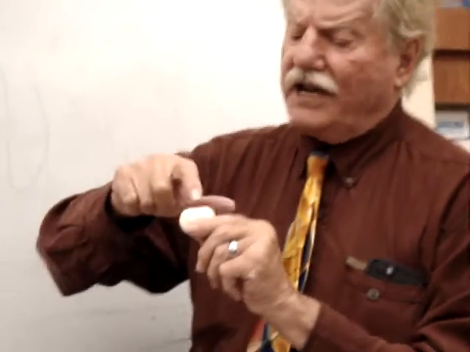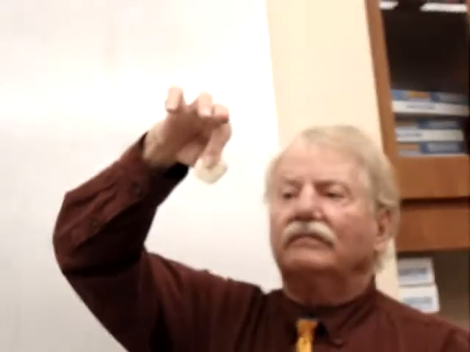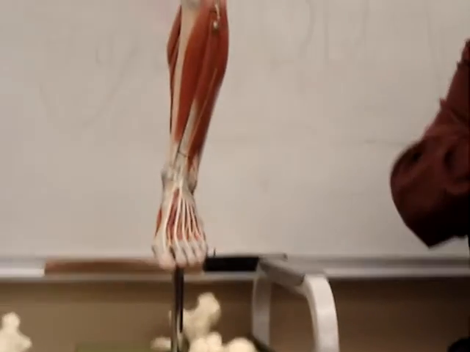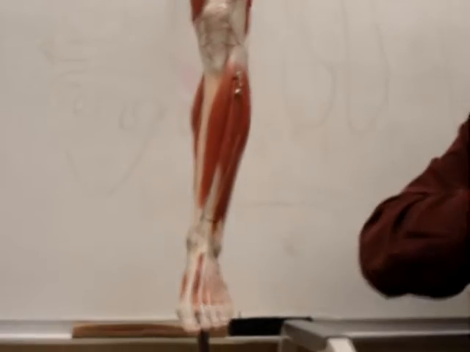Quadriceps tendon attachment. Quadriceps tendon attachment is up above. So you always have to remember that this pointy part is the inferior part. Muscles of the hip. Very good stuff. Psoas major.